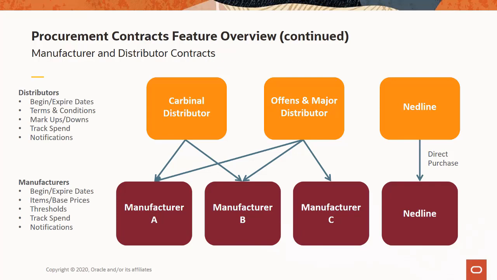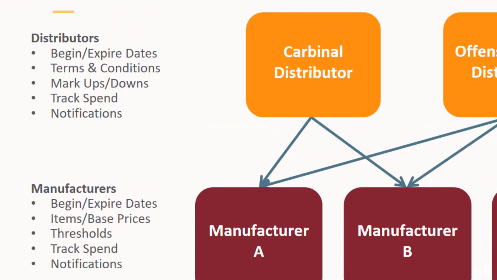Manufacturer and distributor contracts use the same standard process as other procurement contracts and integrate with PeopleSoft purchasing, e-procurement, and supplier contract management. When you set up your manufacturer and distributor contracts, you define contract dates as you do for all procurement contracts. For manufacturer contracts, you establish contract items, the base price, and spend thresholds. Each distributor can have their own markup or markdown percentage, as well as start and end dates.